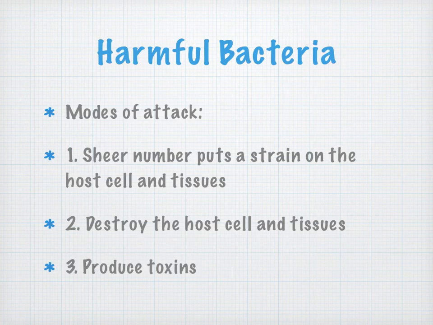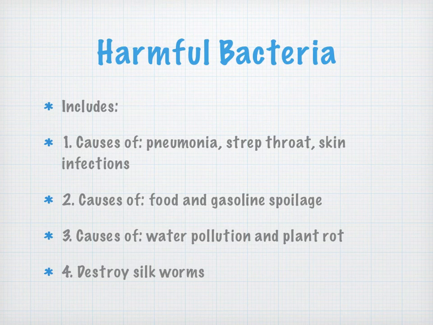Harmful bacteria. So the modes of attack. Number 1, they attack because of their sheer numbers. It puts a strain on the host cell and tissues. Number 2, they destroy the host cell and tissues. Number 3, produce toxins. Harmful bacteria includes causes of pneumonia, strep throat, skin infections, causes of food and gasoline spoilage, causes of water pollution and plant rot, as well as destroying silkworms.